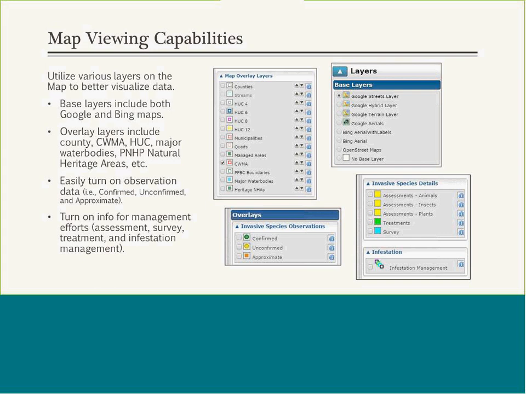Also, again, right from the map, you can choose to turn on or off all of the observation information, so the confirmed, the approximate, and the unconfirmed data. And then also everything we've just talked about as far as the advanced records, you can also turn on or off any assessment, survey, treatment, or infestation management data. This is all available to you on the map.